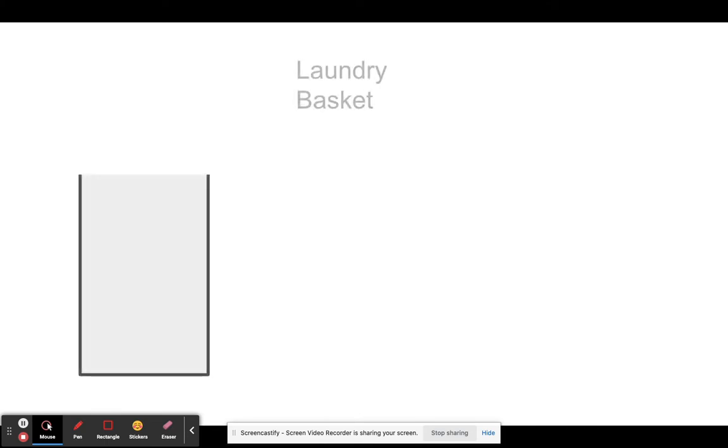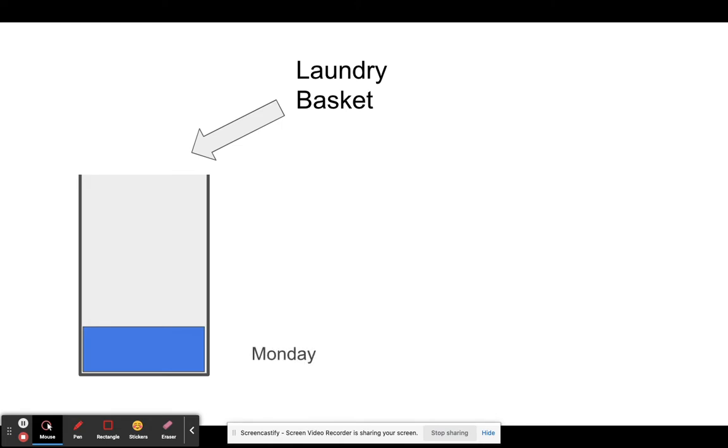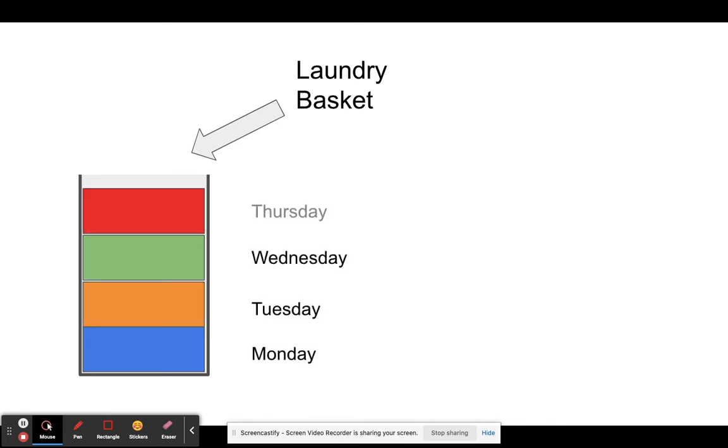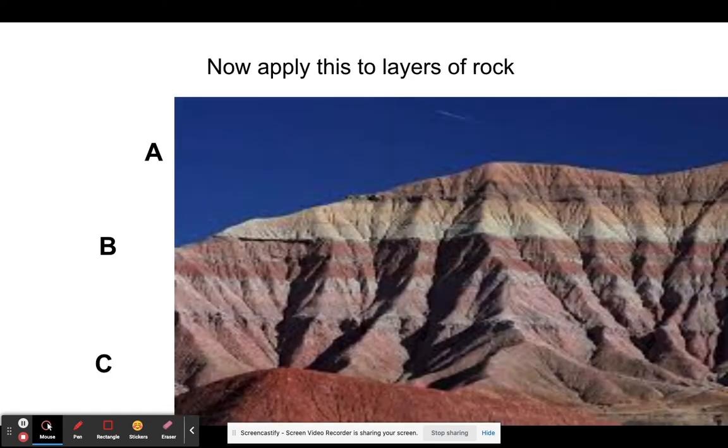Basically, we go back to our laundry basket analogy. You put clothes in on Monday, they're going to be at the bottom. You add some on Tuesday, they're going to go on top of that. On Wednesday and Thursday, and so on and so forth. So if you just walked in and saw this laundry basket, you could probably guess that you wore the blue clothes first. At least you threw them in first because of where they are in the basket.